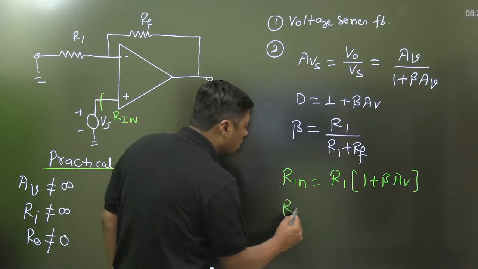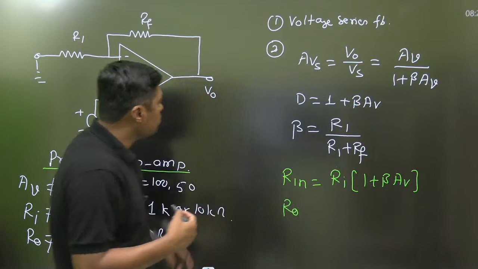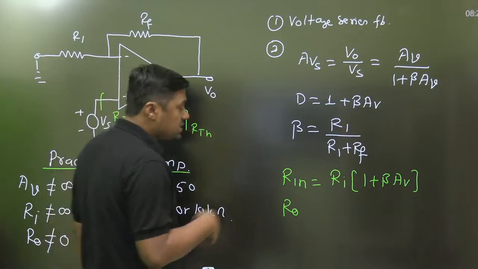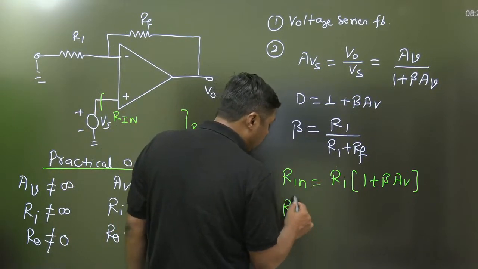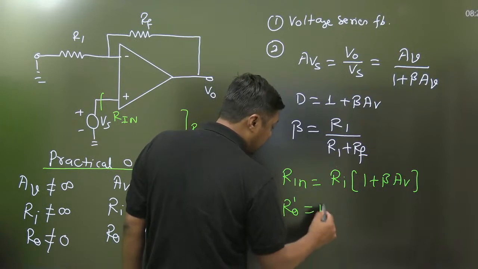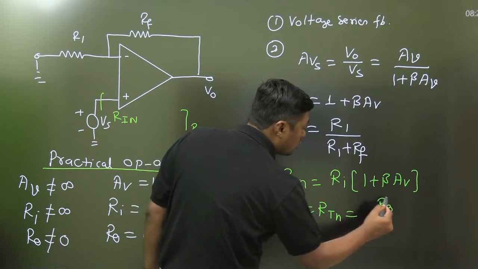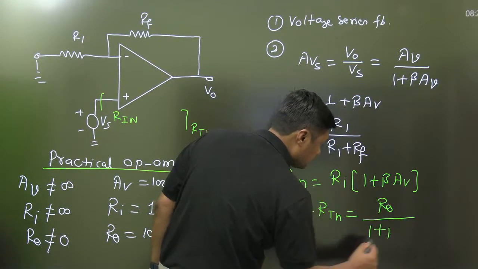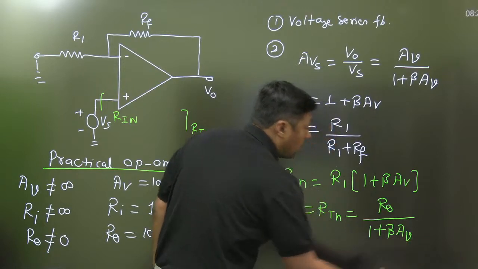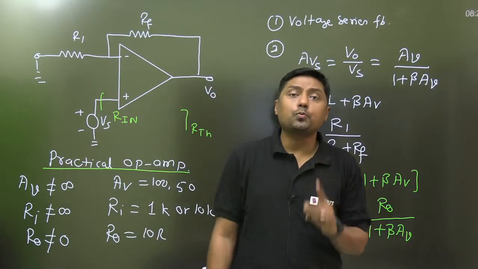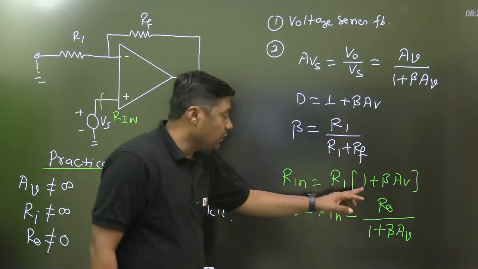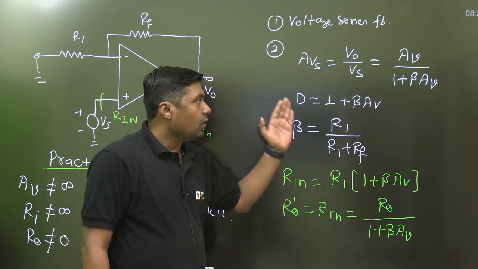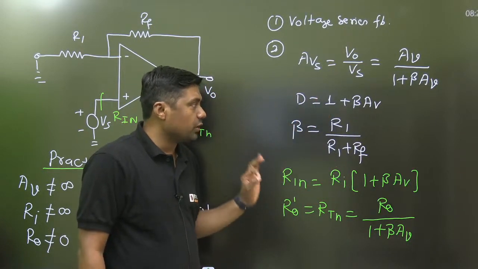What will be the R0? R0 means the output resistance, or we can say RTH, Thevenin's resistance at this point. Always remember, with feedback we can call it R dash or RTH. That will be R0 upon 1 plus beta AV. Always remember, in voltage series feedback, output resistance will decrease. So that will be divided by 1 plus beta AV. And that is the answer for this particular question.